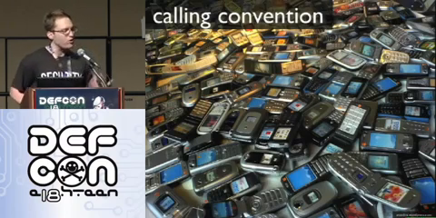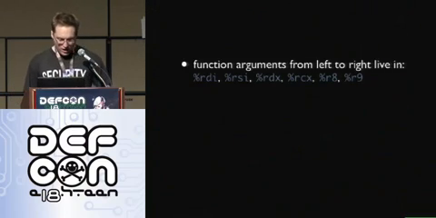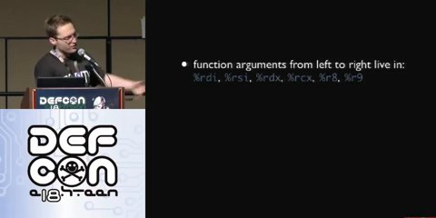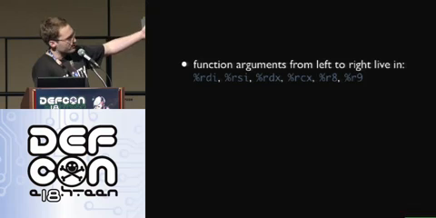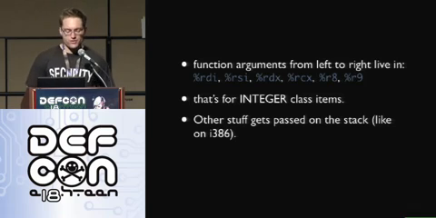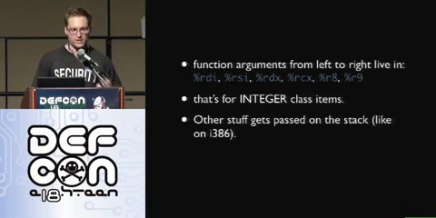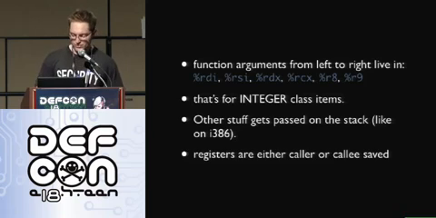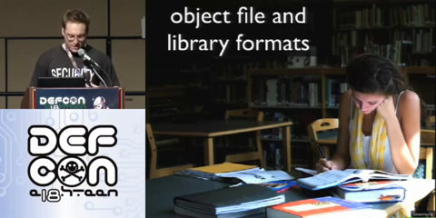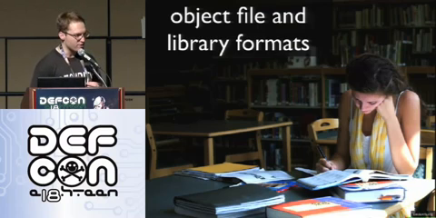We also need to care about calling convention. All we really care about is that function arguments live in registers left to right. So the first argument's in RDI, the second's in RSI, et cetera. But that's only for integer class items. Other stuff gets passed on the stack, similar to the way arguments get passed on i386, if there's any i386 hackers in the room. Registers are either caller or callee saved. And that's pretty much all you need to know about calling convention to make binary patching work later.